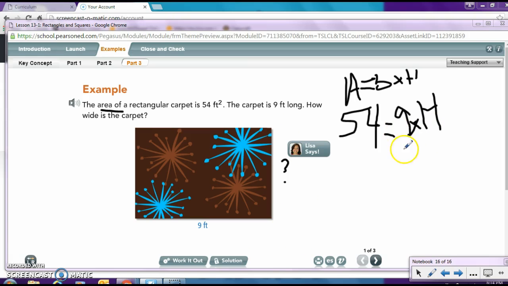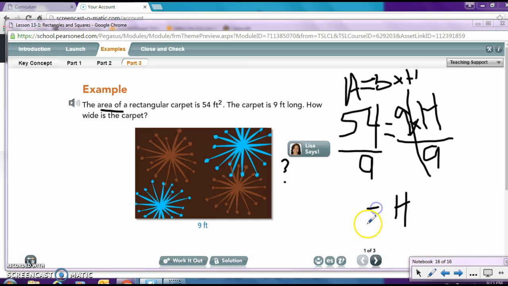Okay, so if I divide both sides by 9, I'm left with h on one side and 54 divided by 9 on the other. So if I have my height, or this side right here, 54 divided by 9 is 6. So what does that mean? My height will be 6 feet squared.